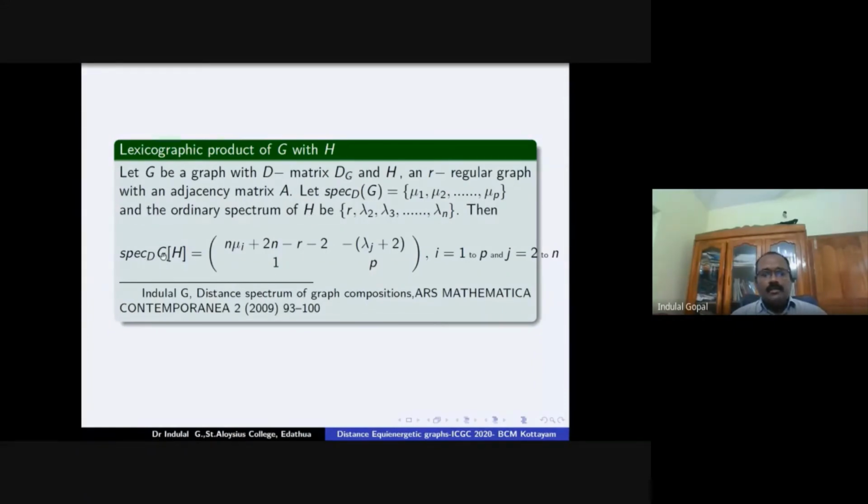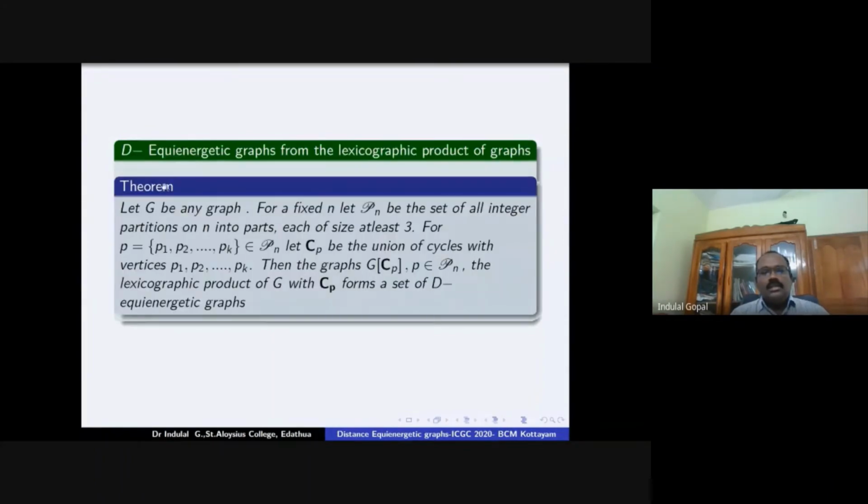Then the distance spectrum of the lexicographic product of G and H is given by this set of numbers. So if we choose H as a graph whose least eigenvalue is minus 2, then lambda j plus 2 is positive, so that this eigenvalue is always negative. So the energy contribution comes from these numbers. So if we do not change G and vary this H, we can have this family of D equi-energetic graphs from the lexicographic product of graphs.